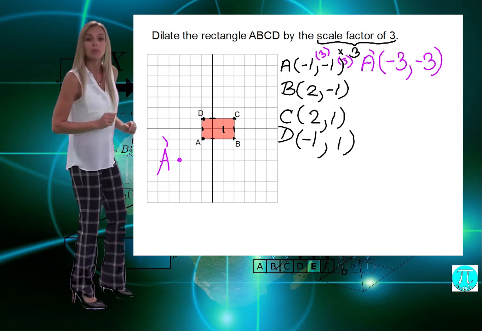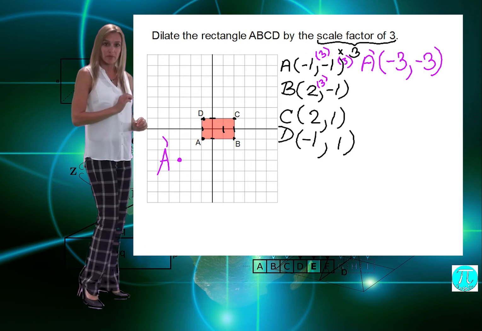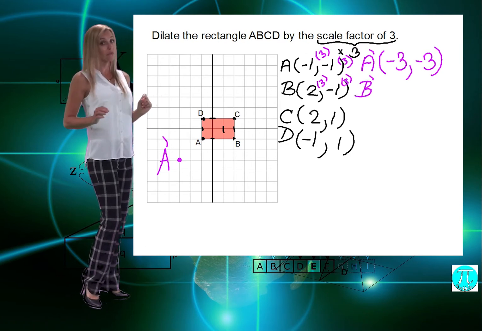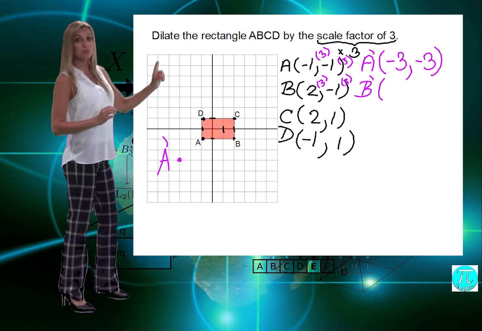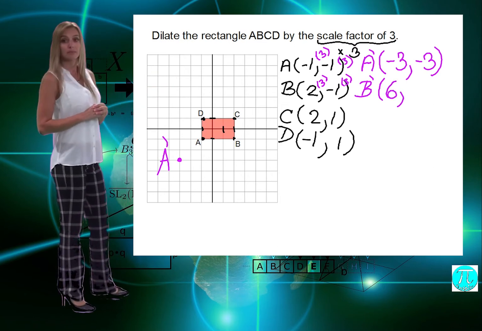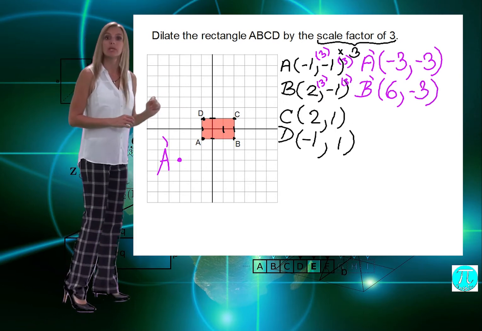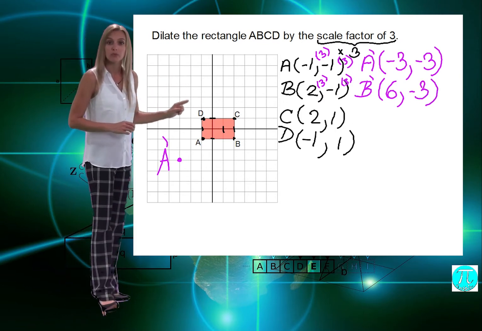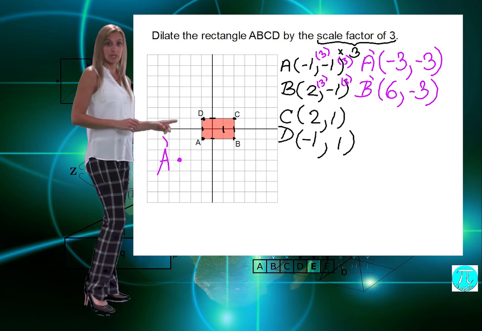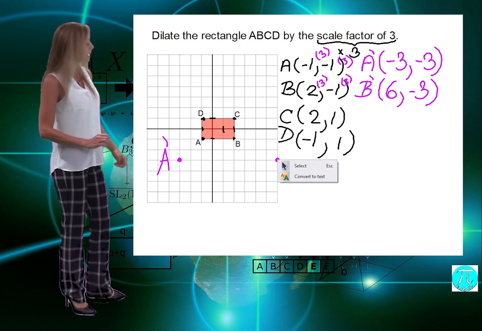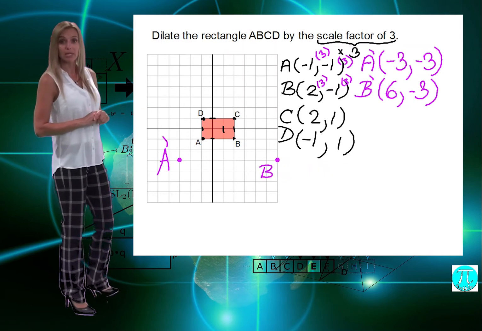Let's do the same for point B. Every number I see, I'm going to multiply by 3. That's my scale factor. 2 times 3 is 6. -1 times 3 is -3. So coordinates for B prime are 6 and -3. There it is. We're going to plot it.